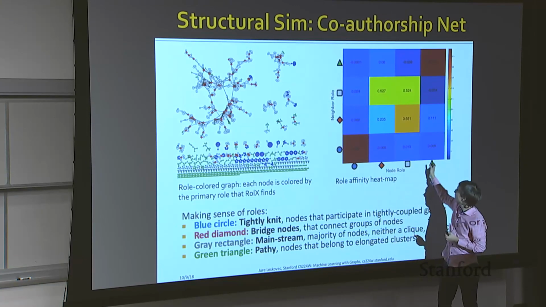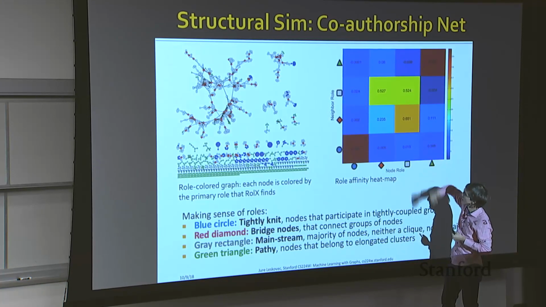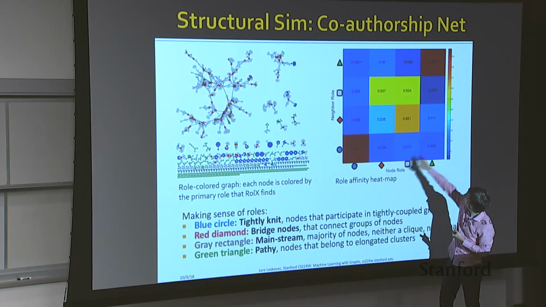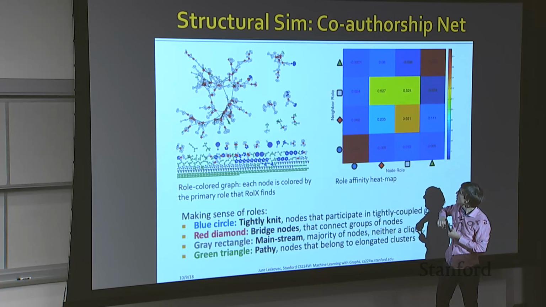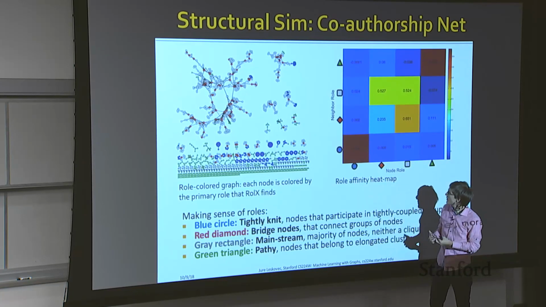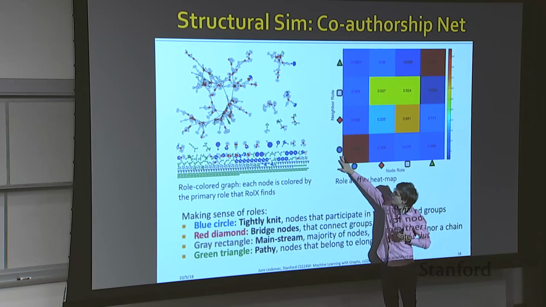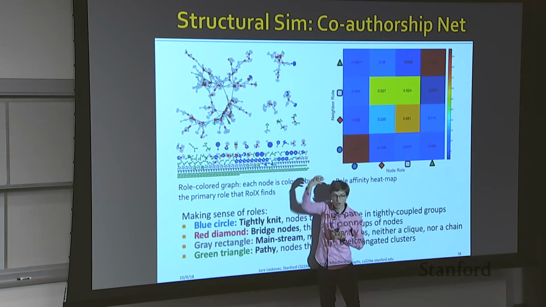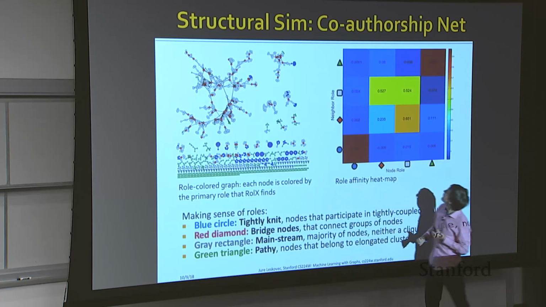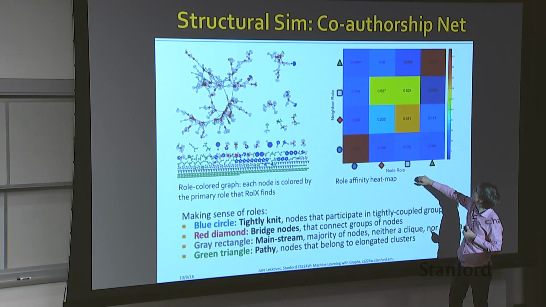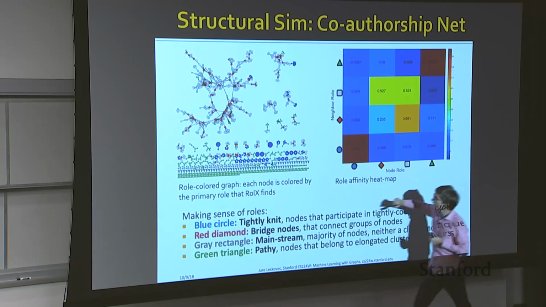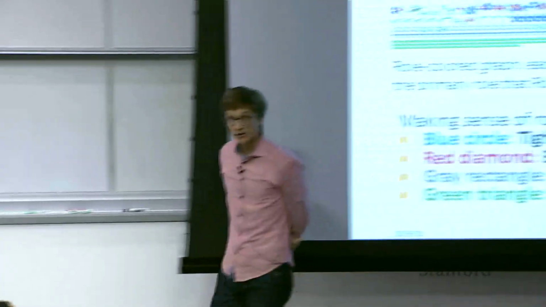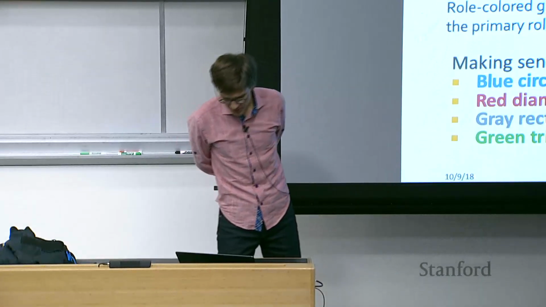I have 4 different roles, and what this matrix tries to show is how distinct these roles are from each other. You see that most of these numbers are very low, except the ones on the diagonal, which means that, for example, the blue circles are a very tightly defined role of people in a clique. While there is bigger diversity, for example, in the gray nodes, which are all the other nodes of the network. So this is what I wanted to show in terms of the co-authorship network.